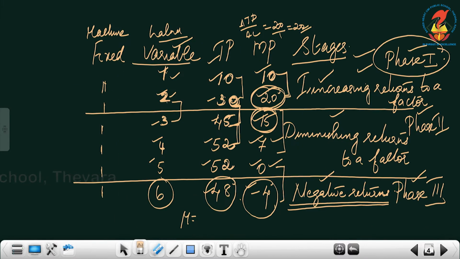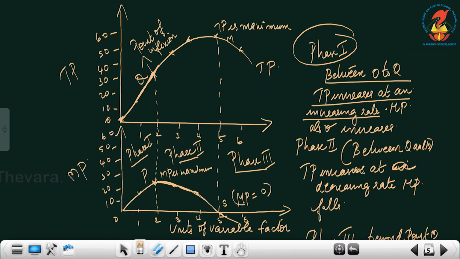Marginal productivity is also increasing from 10 to 20. So in the curve it is very clear, from 0 till P, marginal productivity is also increasing. In the case of total productivity, from 0 to Q, TP is increasing at an increasing rate. From 0 to P, the MP curve is also increasing, because in the upper part I have drawn the TP curve and in the lower part I have drawn the MP curve, the same two curves which we have learned in the last video. So MP also increases.